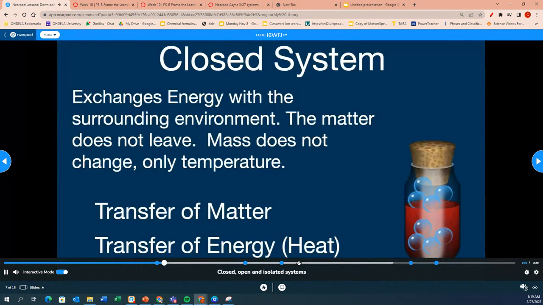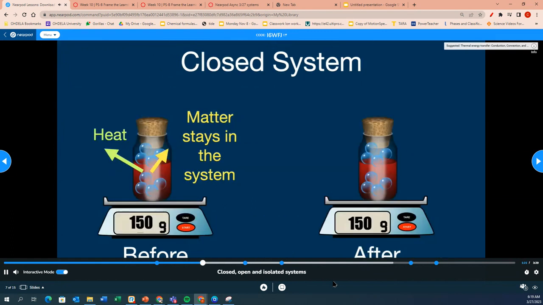In a closed system, there's exchange of energy with the surrounding environment, but the matter does not leave. Mass does not change, only temperature. So there's no transfer of matter, but there is a transfer of energy in the form of heat. As you can see here, the before mass and after mass stay the same because matter stays in the system and cannot leave, and matter cannot enter the system either. But heat can enter and leave the system.